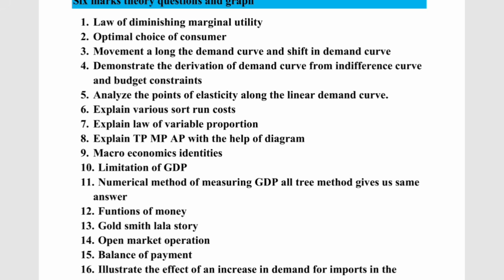Next question is explain the various short-run costs, explain the law of variable proportion, explain the TP, MP, AP with the help of diagram. So questions number 6, 7, 8 are from production and cost. If you guys are going to be studying these 3 questions, definitely one question from the theoretical point they are going to be asking.